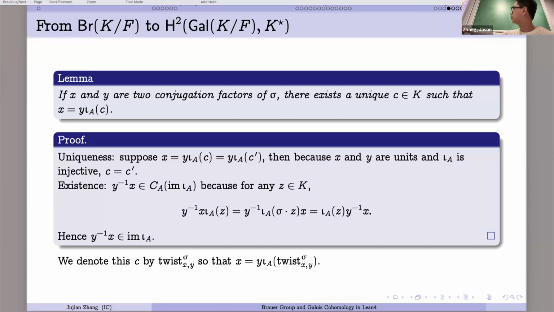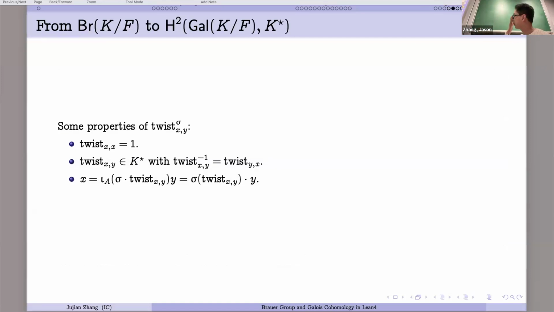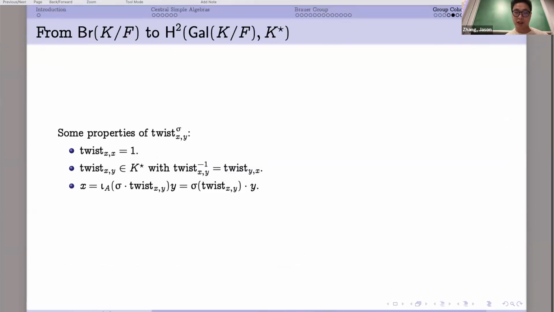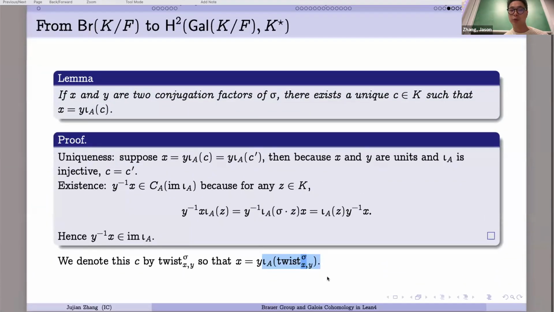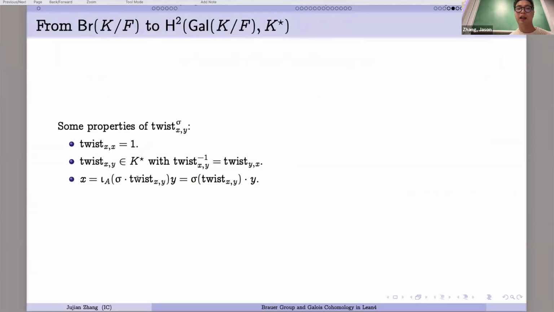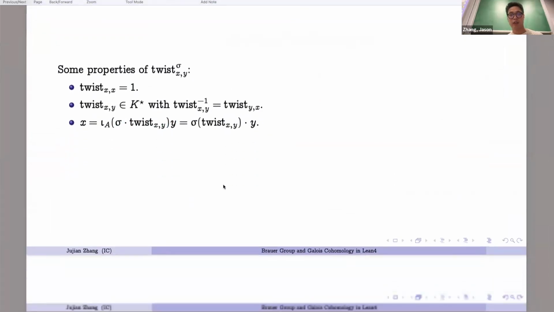And we can write, so X and Y are related by the fact that X is equal to Y times the image of the twist coefficient. And some properties of the twist is that if you twist X by X, then you get nothing. And the twist coefficients of X and Y are invertible. So the inverse of twisting X by Y is twisting Y by X. And so we see that twist is defined by multiplying on the right. So if you want to do multiplication on the left, you need to let sigma act on the twist.